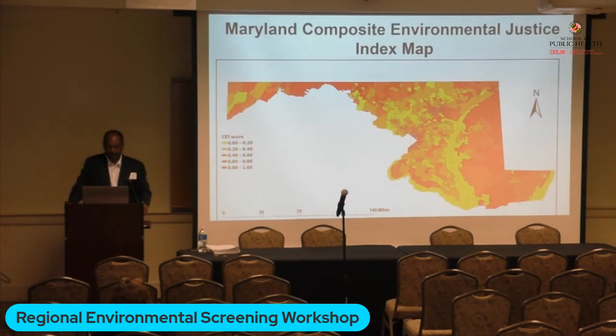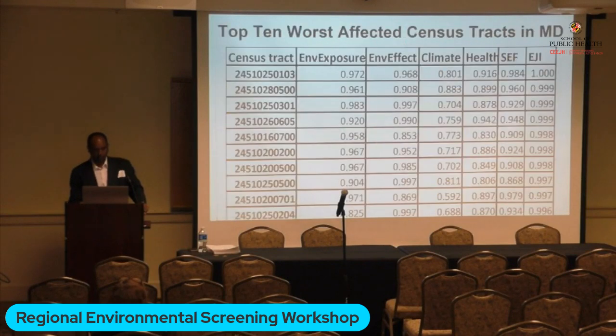What about Maryland? Maryland also shows the overall EJ score. The Baltimore area, the area bordering Washington, D.C., the southeast area, and some parts of western Maryland are highly affected by environmental injustice. What about the top 10 worst affected census tracts in Maryland? 011103, 0500, 0301, and 0605 are the highest affected census tracts in Maryland.